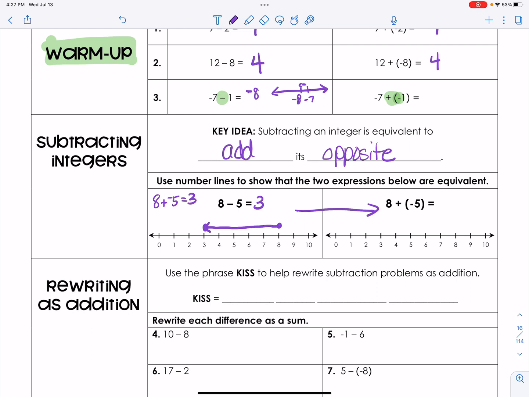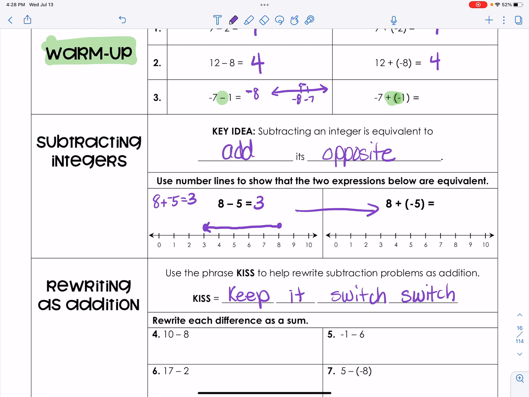So they like to use this silly phrase. I don't use it in high school. I guess I don't quite understand it. Me and phrases aren't always the best. So to use the phrase KISS to help rewrite a subtraction problem, you keep it and then you switch. Okay, so you switch plus a minus.